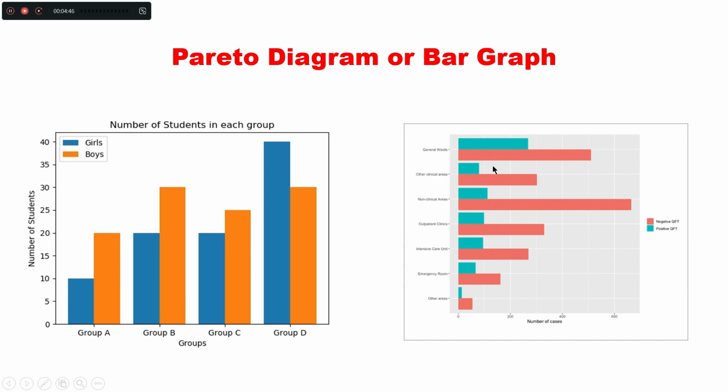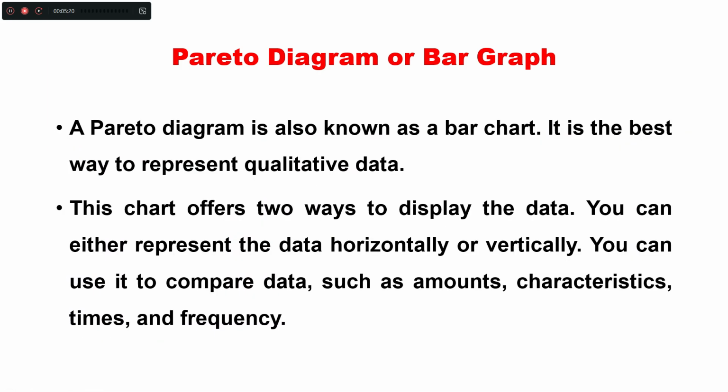So different types of data are presented in a single bar graph. Here we are comparing positive cases and negative cases for a particular disease. The negative cases are indicated by a red rectangle bar, and the blue color indicates the positive cases of a condition. So this is how a bar graph looks. Now let's see the description for a bar graph.